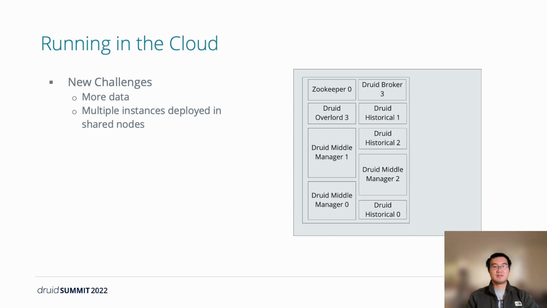As we move our service to the cloud, we expect to see more challenges. Obviously, we will get more data and it will add pressure to Druid. Another thing is we will run multiple instances in shared nodes to save cost. This means multiple Druid services may run in the same worker node and they will compete for resources.